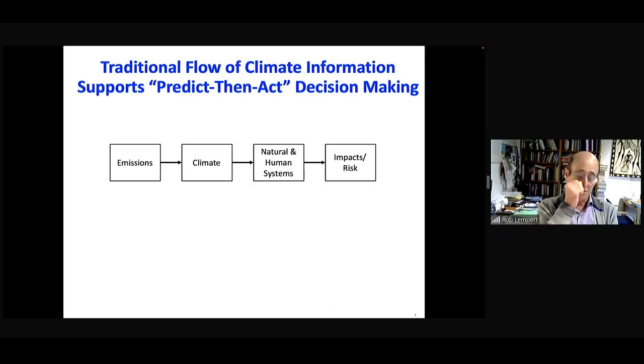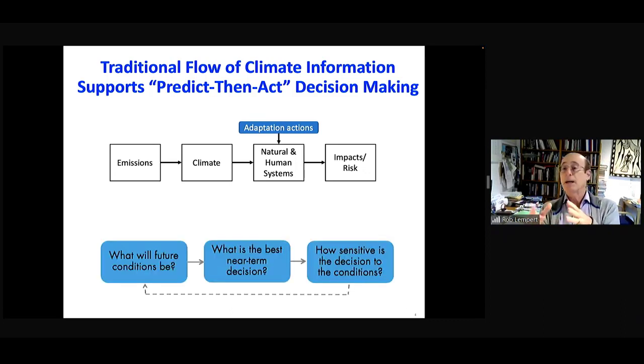Okay, this is a simpler version of the diagram that Linda showed, but we often think about climate information sitting in the chain, where we start with emissions and other drivers, look at the climate effects, look at their effect on natural and human systems, and that allows us to think about impacts and risks. And then we can think in the adaptation space, at least, about intervening in those systems to reduce risks, to reduce the impacts.